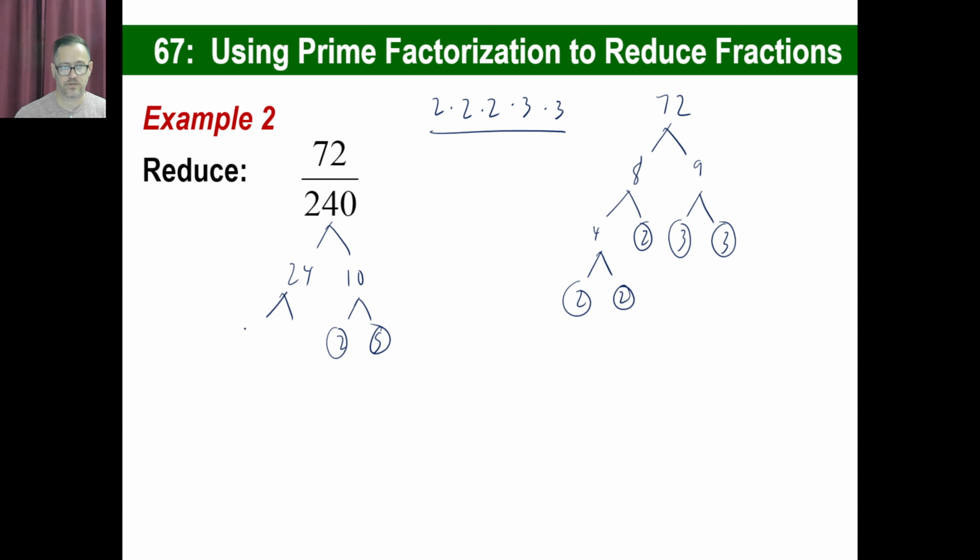24, I don't know, let's just go 12 and 2. Prime there. 12 is, let's just go 6 and 2. And then 6, of course, is 3 and 2. So 1, 2, 3, 4 2s. And then a 3 and a 5.